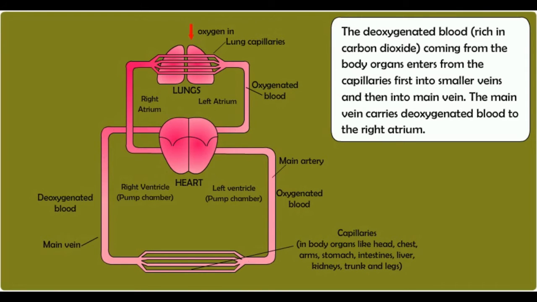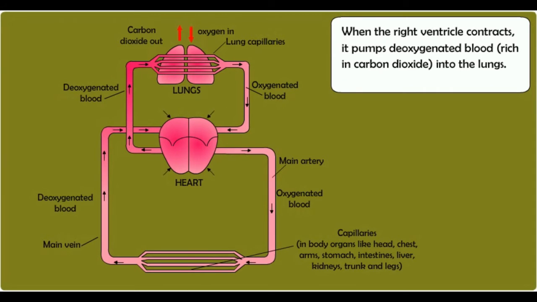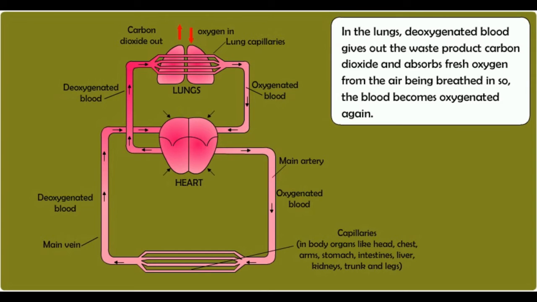6. The deoxygenated blood rich in carbon dioxide coming from the body organs enters from the capillaries first into smaller veins and then into main vein. The main vein carries deoxygenated blood to the right atrium. 7. When the right atrium contracts, the deoxygenated blood is pushed into right ventricle. 8. When the right ventricle contracts, it pumps deoxygenated blood rich in carbon dioxide into the lungs. 9. In the lungs, deoxygenated blood gives out the waste product carbon dioxide and absorbs fresh oxygen from the air being breathed in, so the blood becomes oxygenated again.